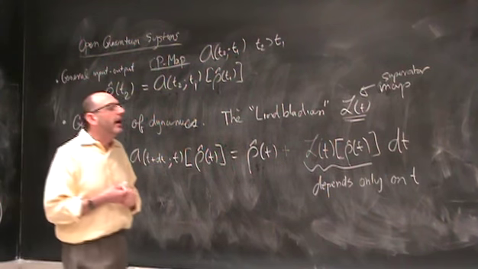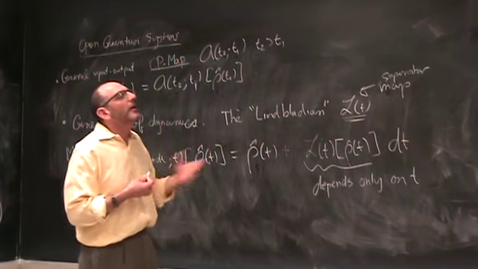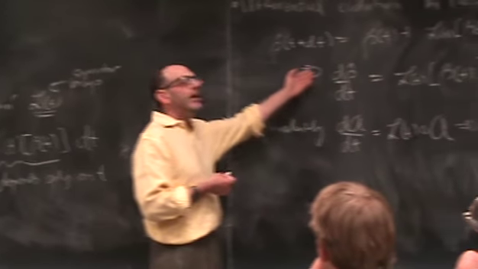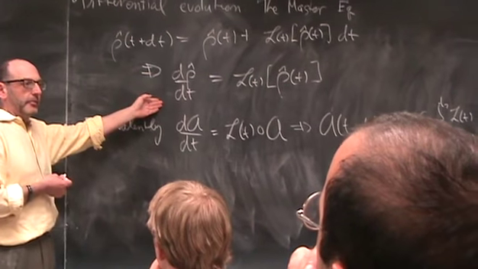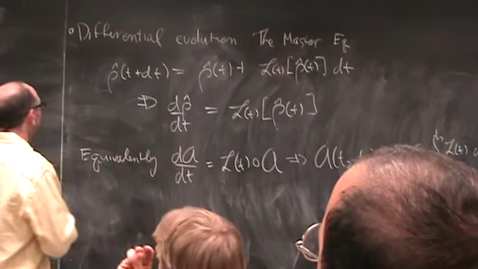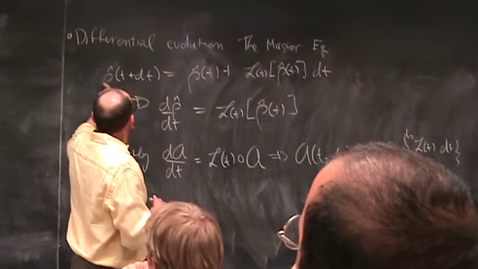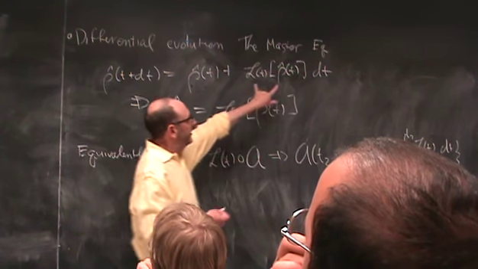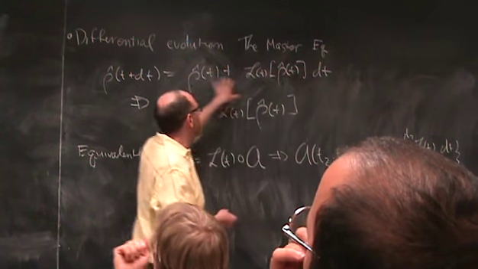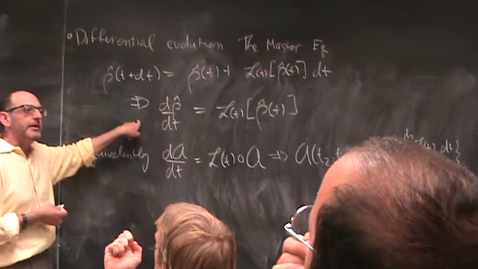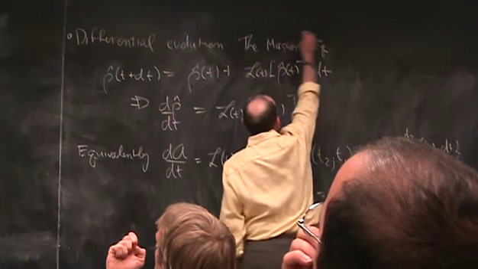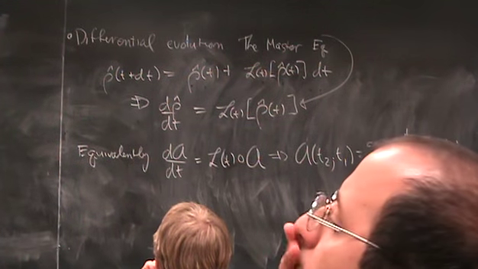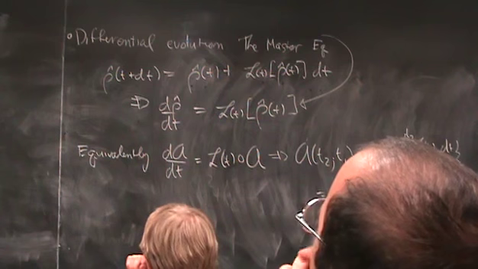Okay. But if we conjecture this form, then we end up with a local differential equation for the density operator. What it says is, if I just look at this, the state at time t plus dt is equal to the state at t plus this bit times dt. Subtract off, and you get this differential equation. This is the master equation. And in principle, this too could be integrated, and we sometimes do that.